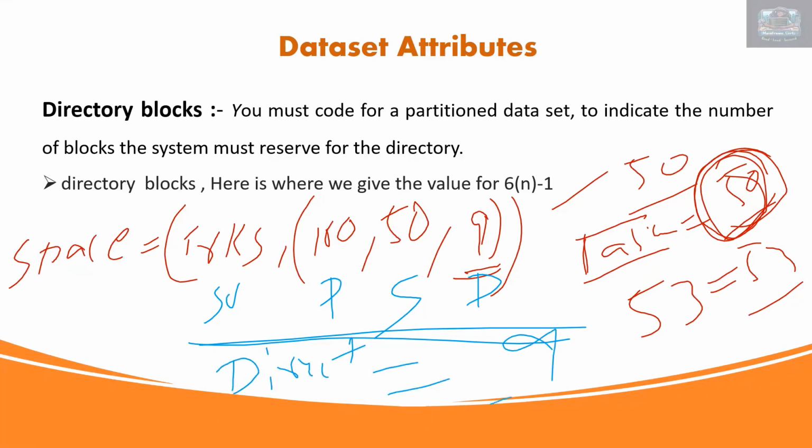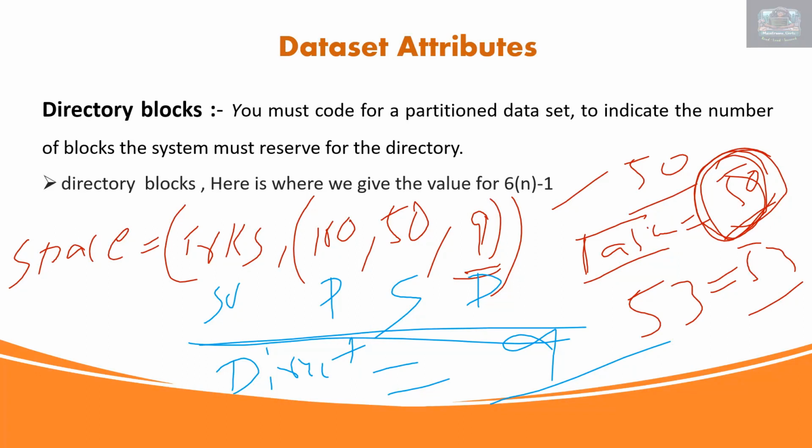saying that I need 50. If you need 50, it depends on the requirement. If you need 100, you give another number. It depends on the requirement, how many members you want to create in that type. You give the number you need. So this is the number I can give as the directory block.